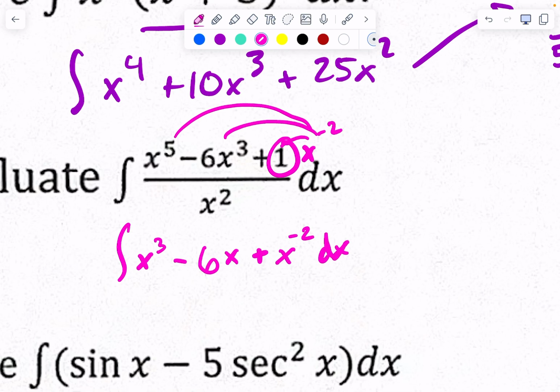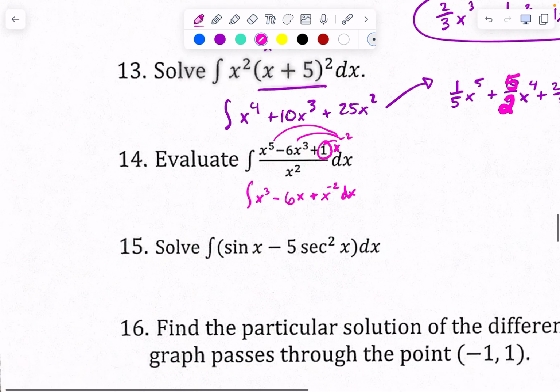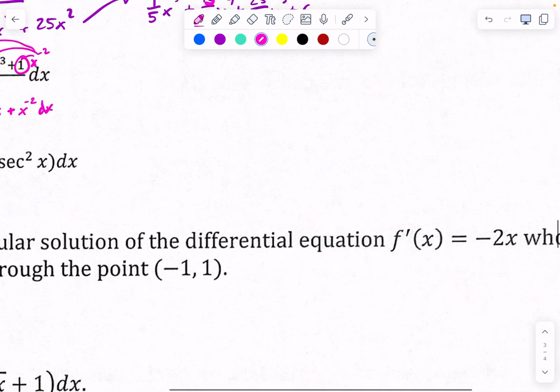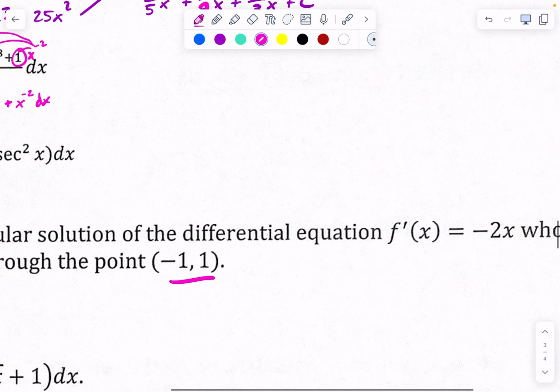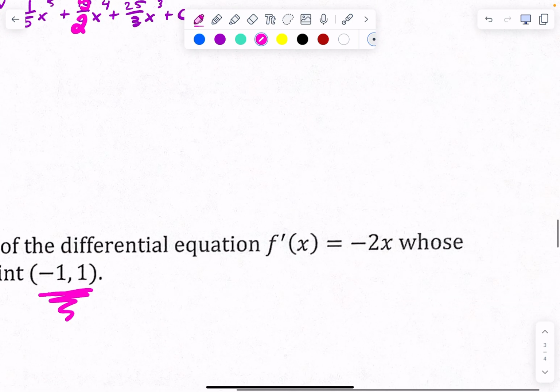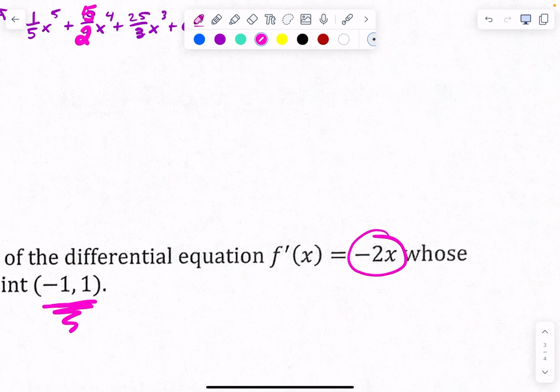What are you looking for on 16? Wait, that's it? Well, you have to finish that, right? This guy helps you find C. Finish it. Well, what's the prime? That's prime. That means the derivative of something is negative 2x. I want to go back to the original.